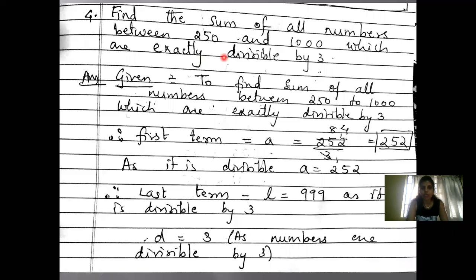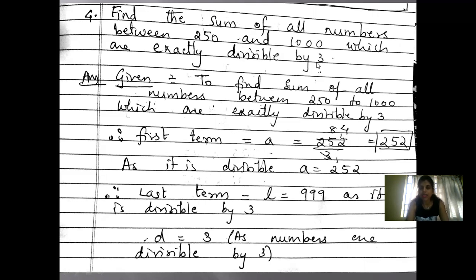The fourth question says: find the sum of all numbers between 250 and 1000 which are exactly divisible by 3. So the numbers are between 250 and 1000 and divisible by 3. You have to understand that the difference is going to be 3, because every number divisible by 3 is a multiple of 3.